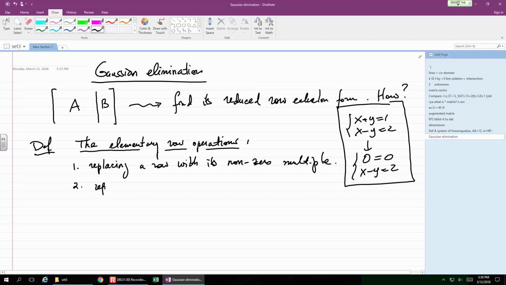The second one is also more subtle, seemingly similar, but also keeping in mind that extra requirement. So replacing a row with its sum with a multiple of another. Now I'm looking at it, I think number 1 is included in number 2. No, it's not included. Multiplying a row by a non-zero multiple does not involve other rows.